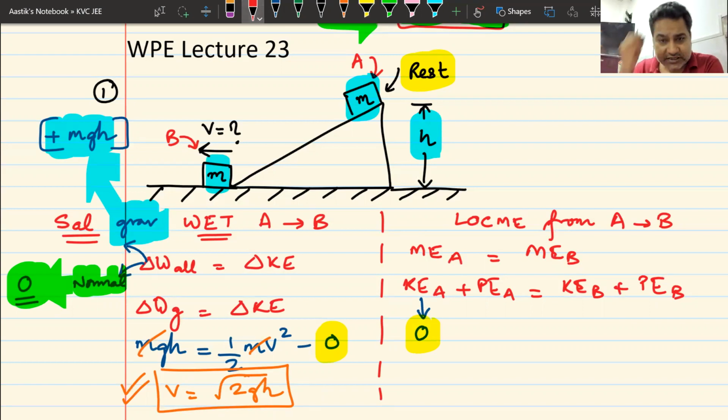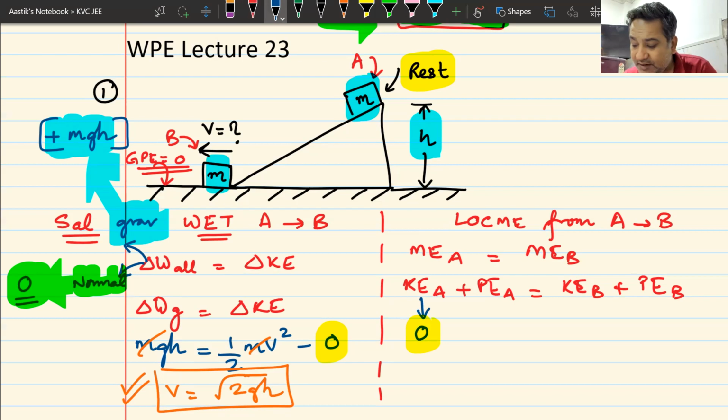To find out potential energy at point A, we have to take some reference. And what is our reference? I can take ground as reference. So gravitational potential energy of ground, which is point B, is taken as 0. If I take the ground potential energy as 0, the potential energy of the highest point, which is point A, becomes plus mgh. Plus mgh is the potential energy of the point A.